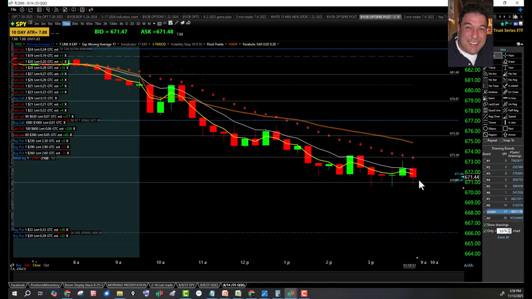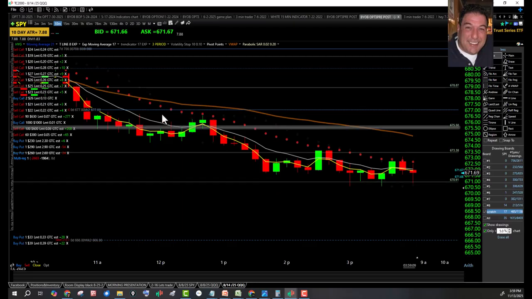Looking like support here, but I've got to tell you, whenever this happens on the bullish side, we tend to gap up. And so we may gap down tomorrow. We'll see what happens. So that's the 15-minute chart.